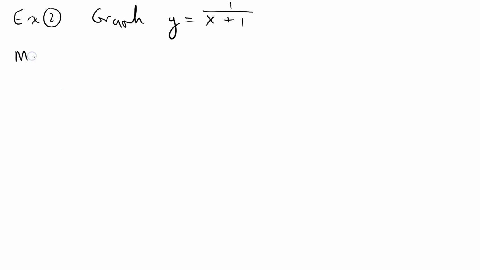Example 2. Graph y equals 1 over x plus 1. I'm going to show you two different methods. One's super easy and super fast, and one of them is super thorough and slow. So let's start with method 1, table of values.